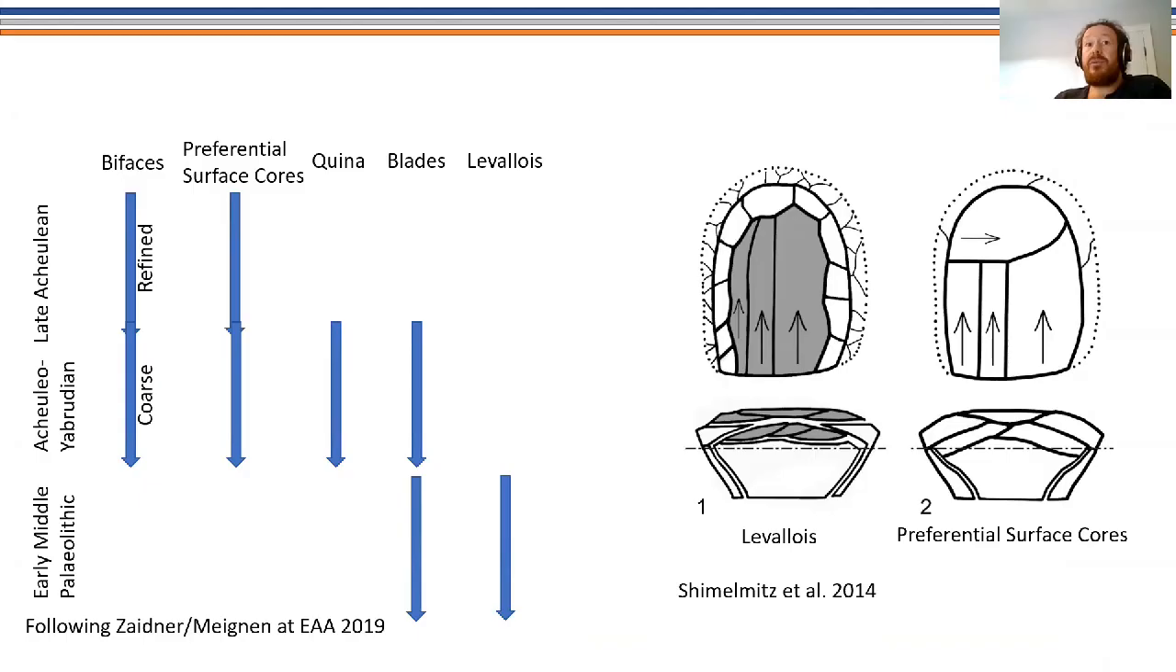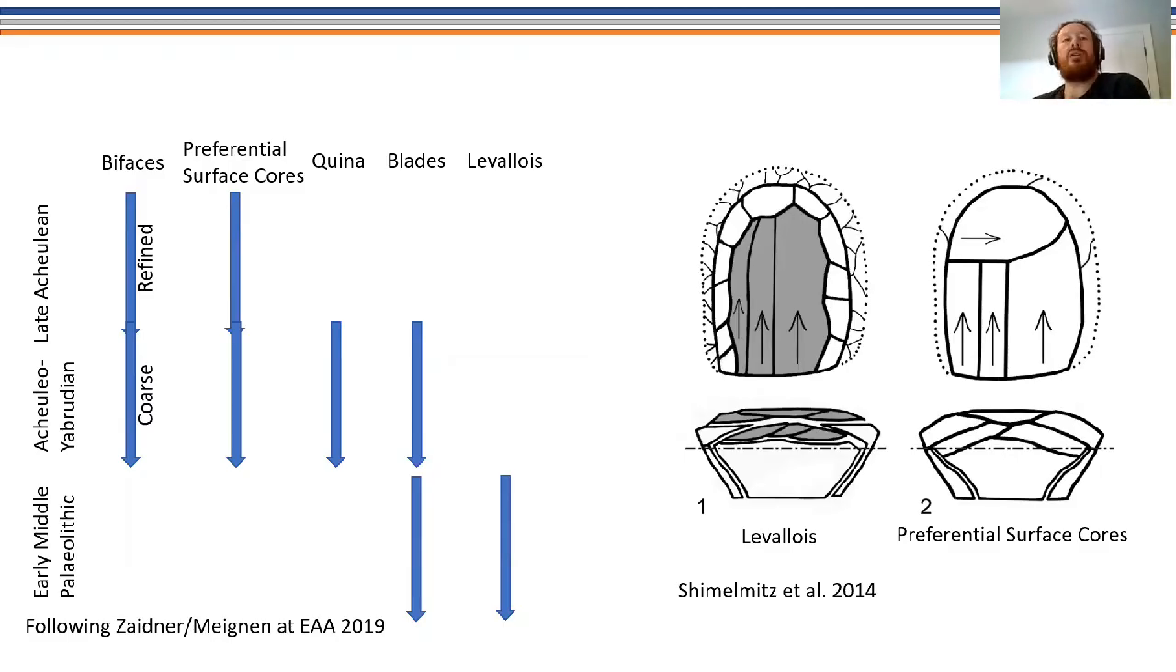Now, an alternative picture here can be seen at the transition to the Middle Paleolithic in the Levant. And here I've just shown you a schematic that represents an excellent summary of presentations by Yossi Zaidner and Lilian Meignen at the EAA a couple of years ago. So you can see on the left that we have a later Acheulean associated with refined bifaces and preferential surface cores.